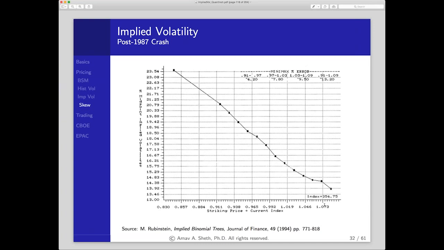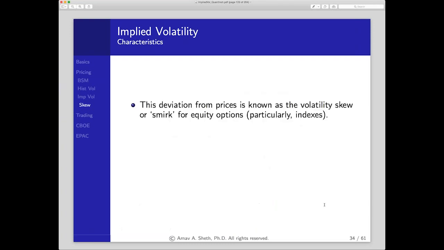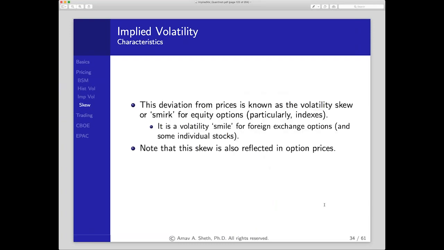It's called a smile in FX options and certain individual stocks. But when it comes to the S&P 500 index, it's a skew, and what tends to happen is the further out of the money you go, if you go left, that is, if your strike price decreases, your implied volatility increases, and if you go right, the implied volatility decreases. Okay? So that's a weird phenomenon that has started only after 1987. And as I said, it's called a smirk for equity options, and it's a smile.